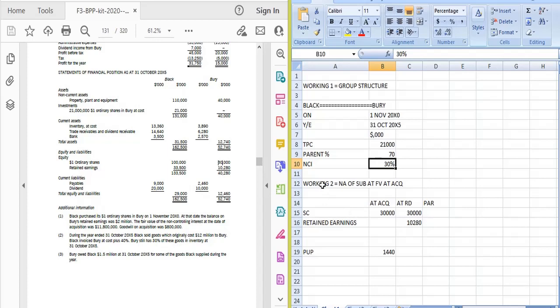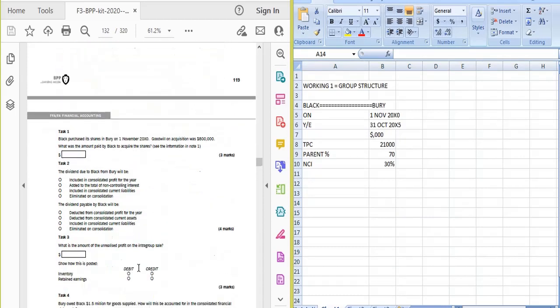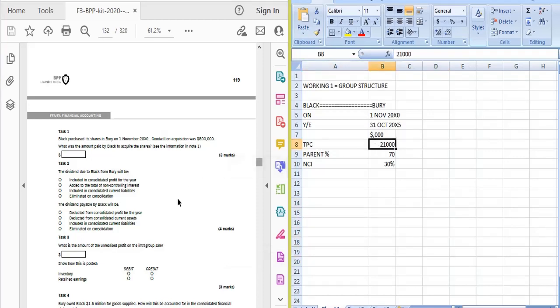After that, we will do the calculation as per the requirement of the question. What is the amount paid by Black to acquire the shares? It means how much money has been paid by Black, the parent, to acquire the shares in the subsidiary. It is clearly given in the question: 21,000. We have just seen where we can get this information.